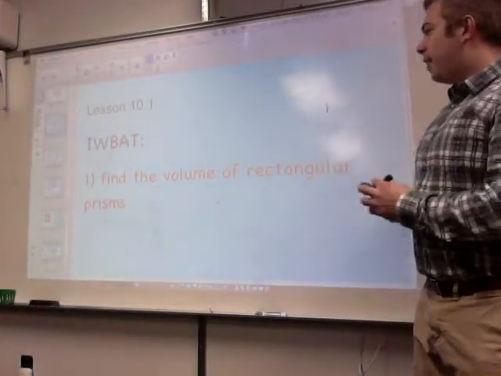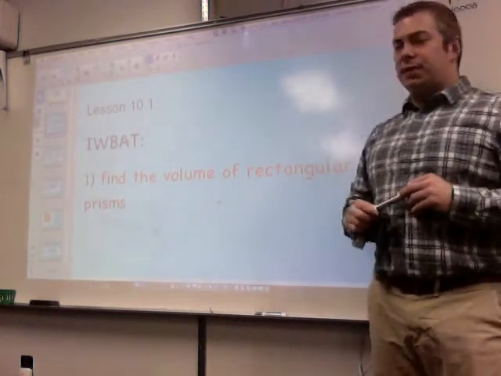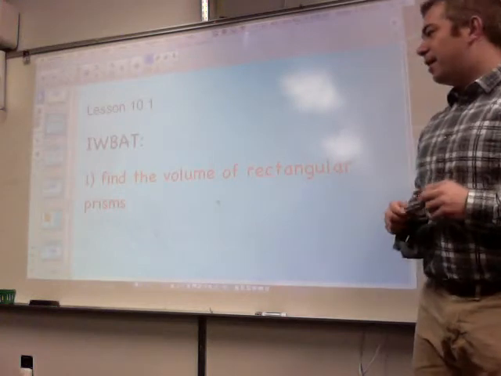Here's our objective. I will be able to find the volume of rectangular prisms. So now this new unit is finding the volume.